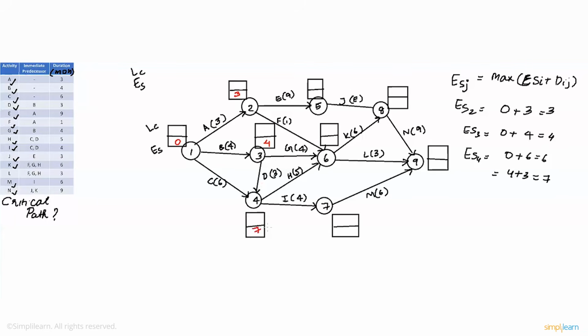I hope you understood how we did that, which is basically we took the maximum of both the values that are coming towards node number 4. Likewise, we'll have a look at some of the other ones that are coming soon. So let's have a look.